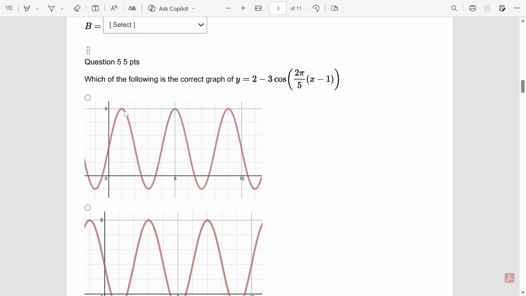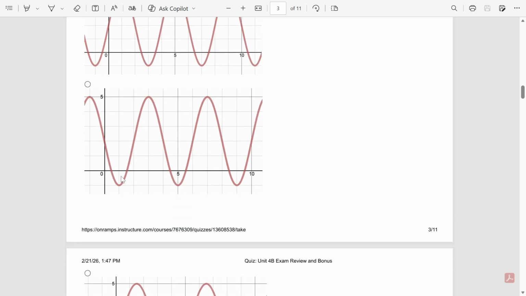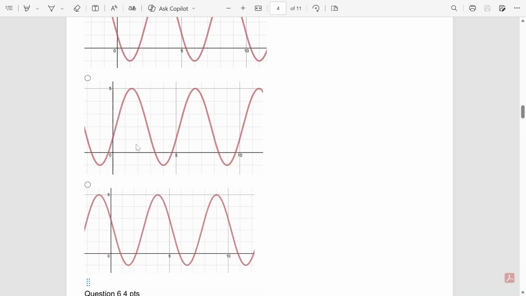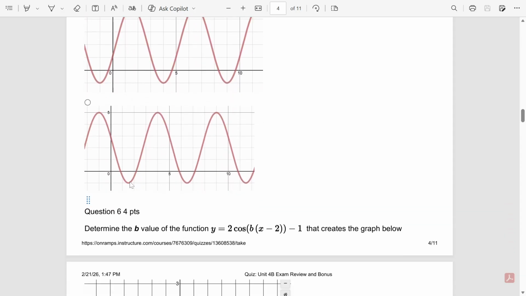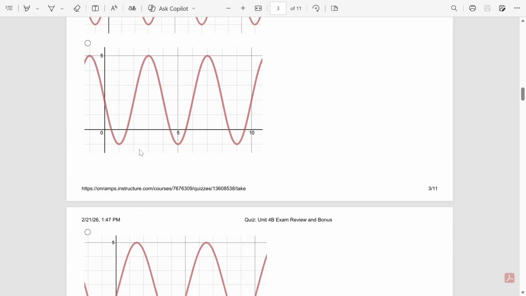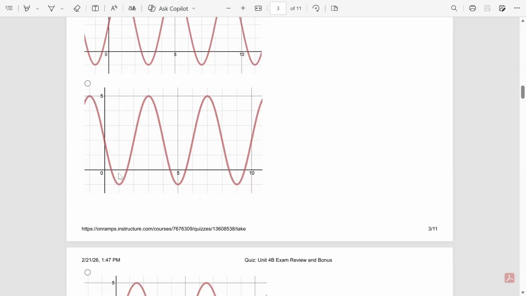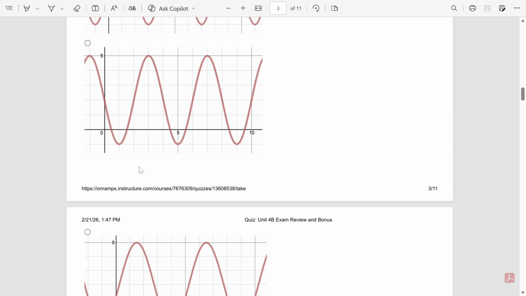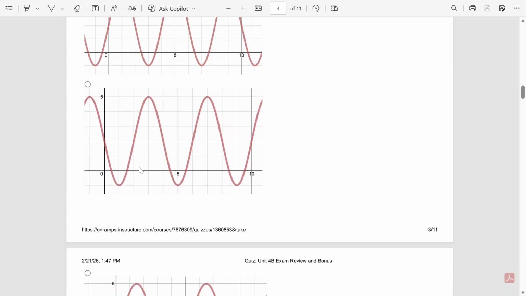So let me check. The first one's not the lowest point at 1. The second one is, the third one is not, the fourth one is, the fifth one is not, the sixth one is not. That's 1.5. So it's either the first one, the second one, or the fourth one. Now I have to figure out which is which. And how do I do that?